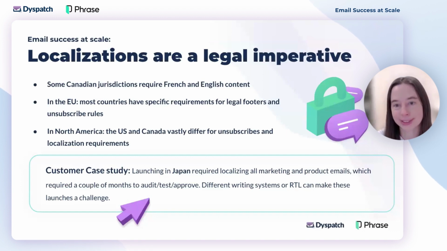It's better to be compliant. Also, keep in mind that in the EU, most countries have specific requirements, even within the EU, for unsubscribes. This can all be looked up. They're very transparent about what those rules are.